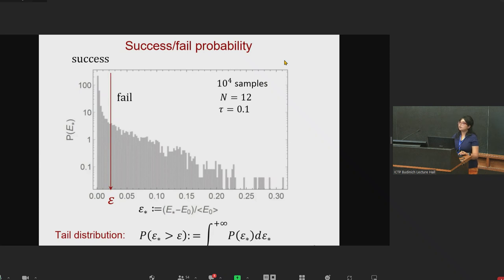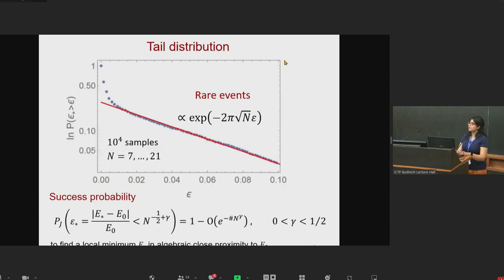Now we see that a run of our algorithm is successful in case the epsilon star corresponding to the minimum value that is returned by that run is less than epsilon, and otherwise we say that the run of our algorithm has failed. Now we are interested to know the effect of the value of epsilon on the success probability of our algorithm. And for that, we analyzed the tail of the distribution, and we came to the conclusion that the probability that our algorithm returns an error which is greater than epsilon decreases exponentially with increasing epsilon.